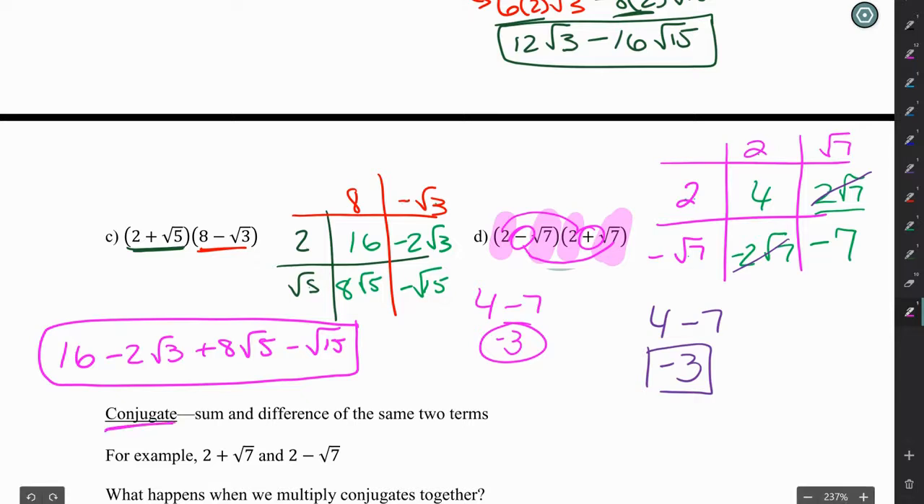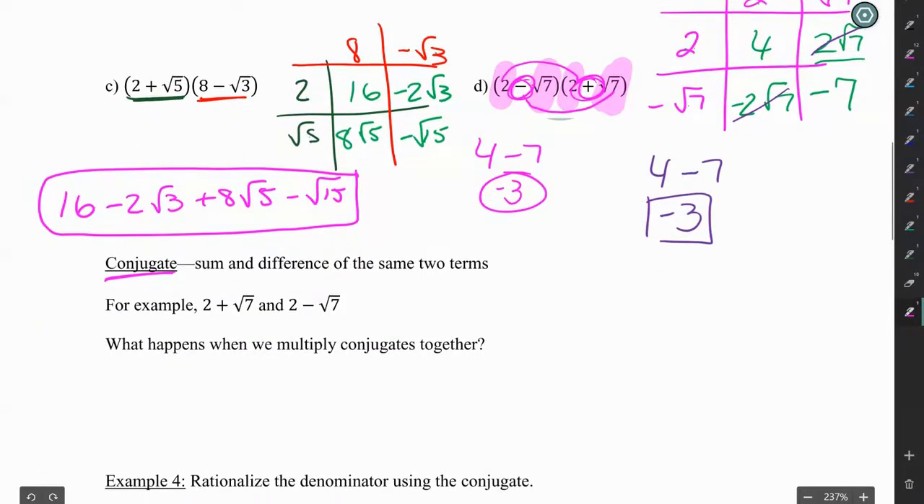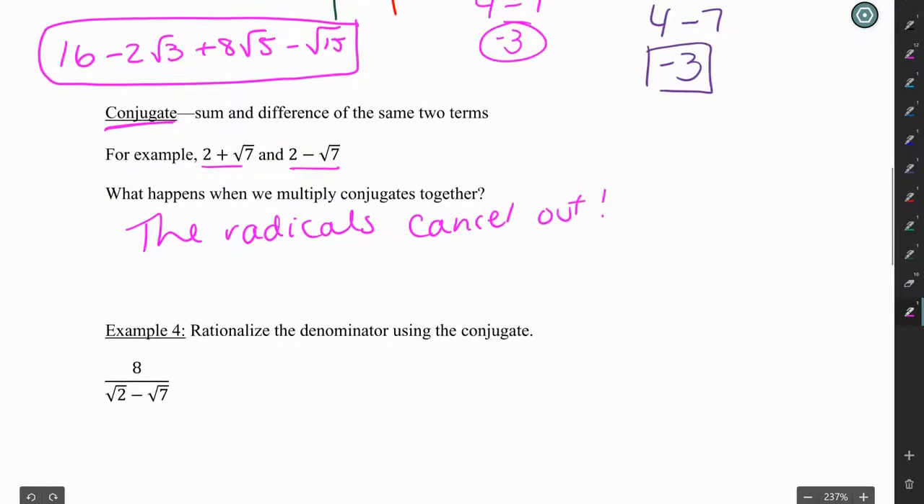Here's the definition of conjugate, the sum and difference of the same two terms. So that's what we just had here. One was a plus, one was a minus, and then the two terms were the same. See here? So what happens when we multiply conjugates together? Well, when you saw up here, the radicals cancel out. Now, this is super important because sometimes we have to rationalize the denominator. When we rationalize the denominator, that means no radicals in the denominator.